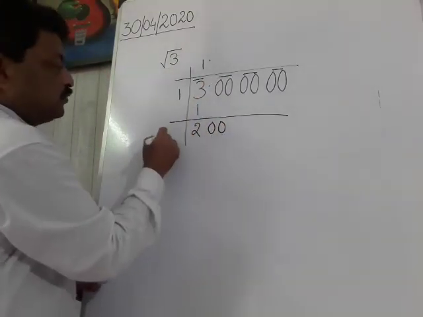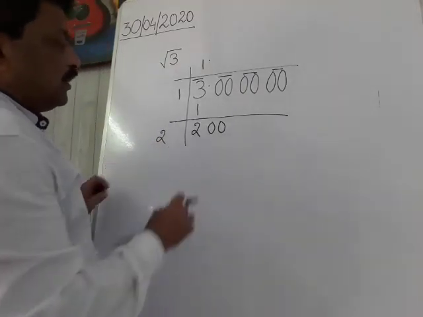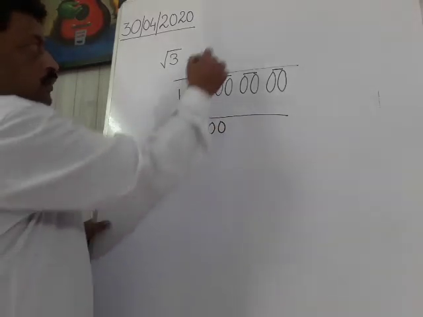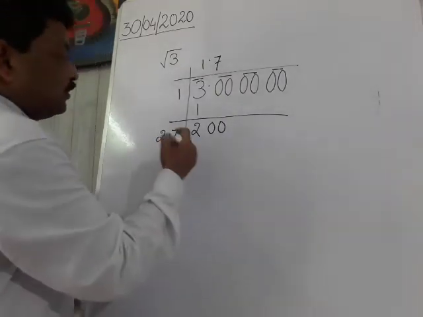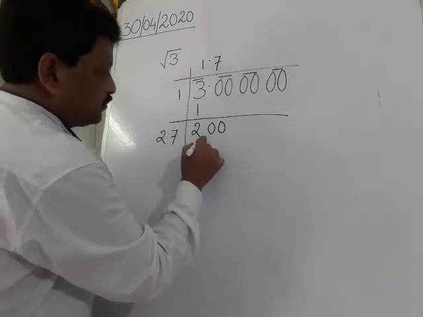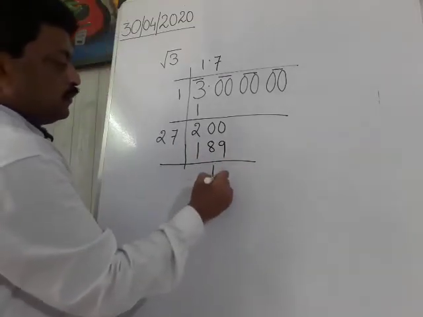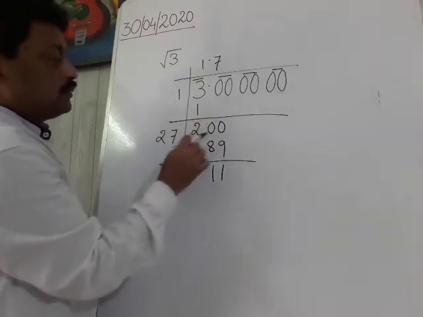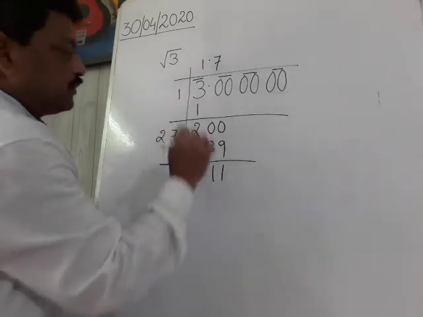So double of 1 is 2. Now how much can I put here so that it will go closer to this? I have to put the same number here as well as here. I can put 7 maximum. I cannot put more than 7. So if I multiply 27 into 7, it will give 9 and 18. So it is 189. If I take 8 here, then it will become more than 200. So 28 into 8 becomes more than 200. So say up to 7 only.